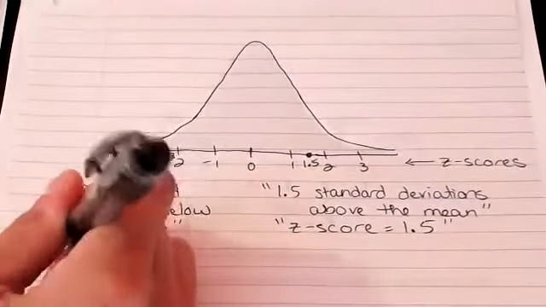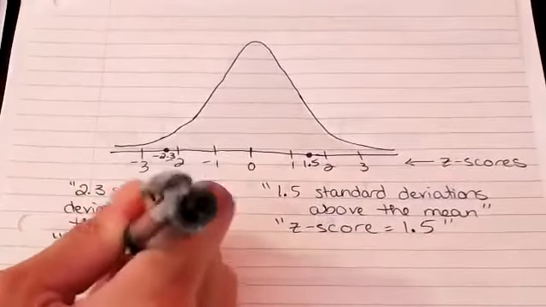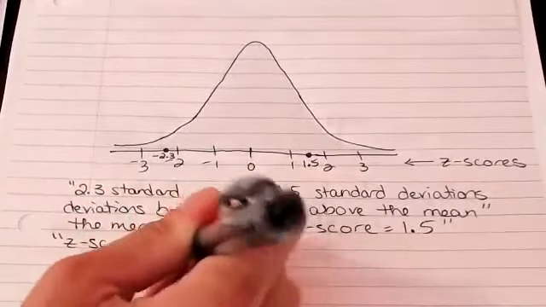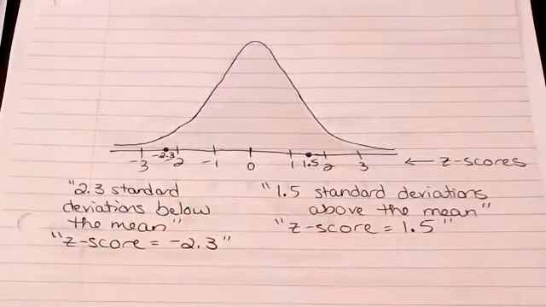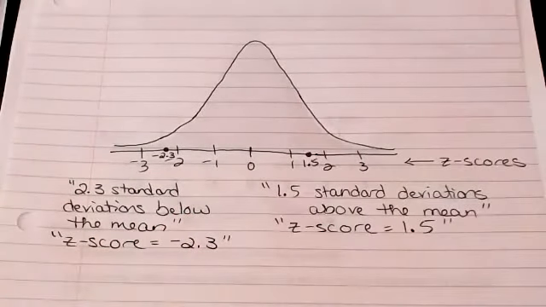But you could also say that the z-score is equal to negative 2.3. Notice that when we describe the z-score, we give the exact value, positive or negative. But when we use the terminology standard deviations, we're saying, are we above the mean or below the mean?